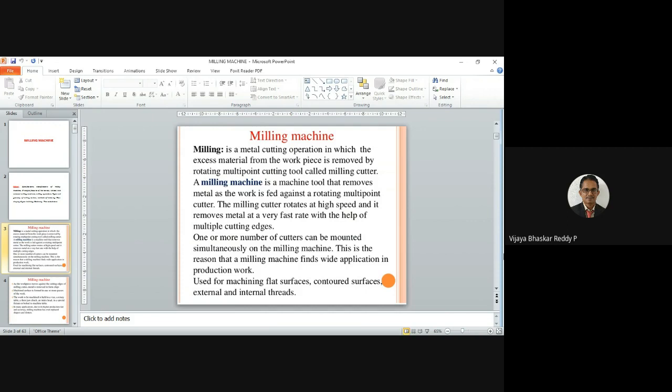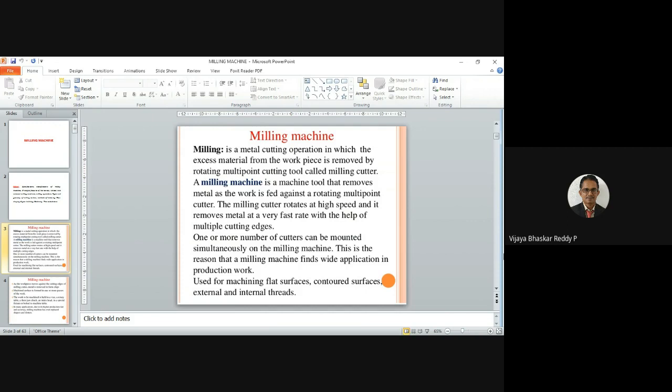So a milling machine is a machine tool that removes metal as the work is fed against the rotating multi-point cutter. The milling cutter rotates at high speed. It removes the metal at a very fast rate with the help of multiple cutting edges. In a lathe we have a single-point cutting tool with a single cutting edge, but here there are multiple cutting edges. That's why it's called a multi-point cutting tool, which is loaded on a spindle called the arbor, the tool holding part.